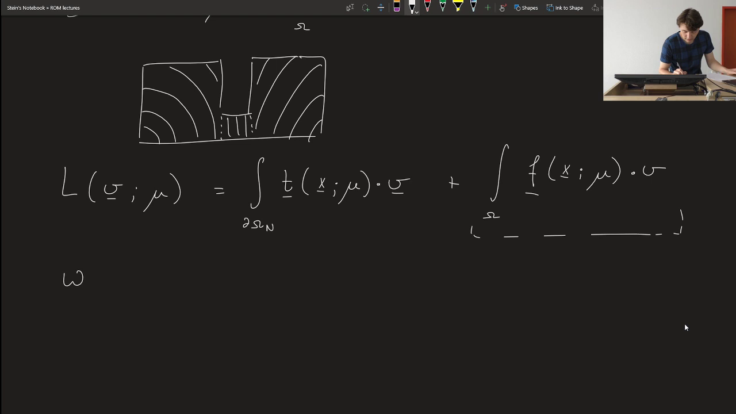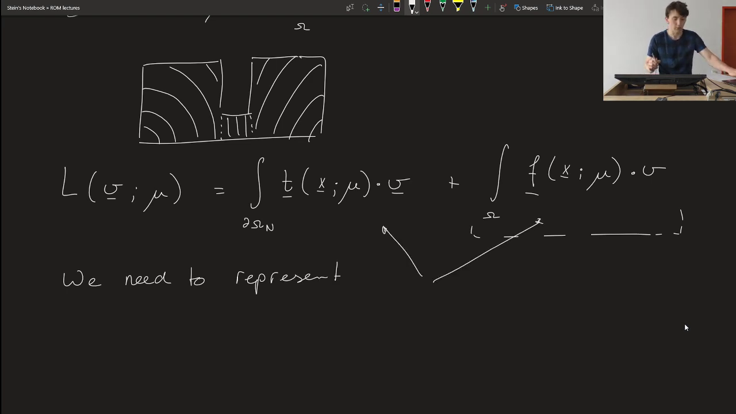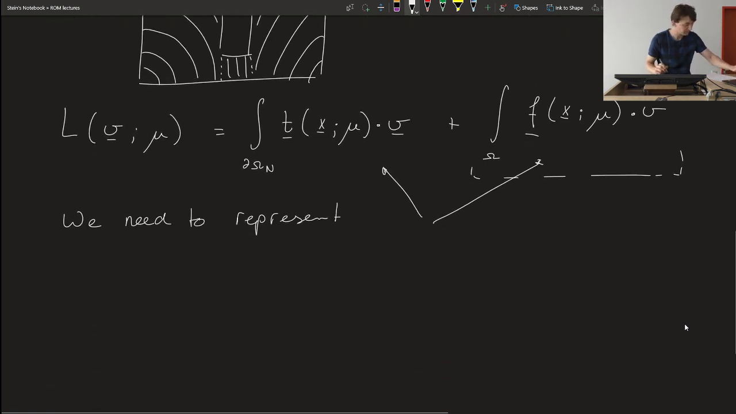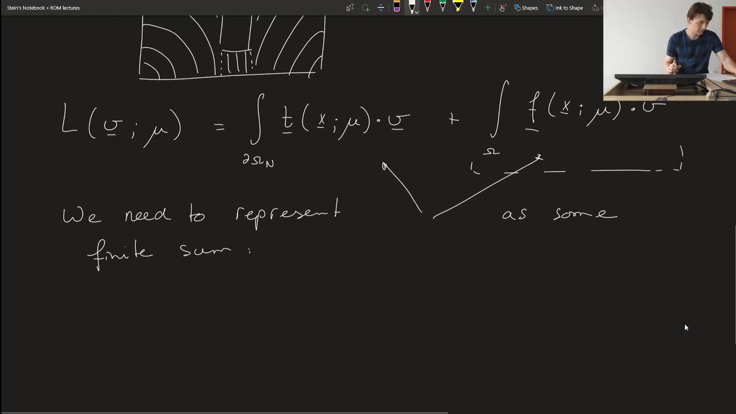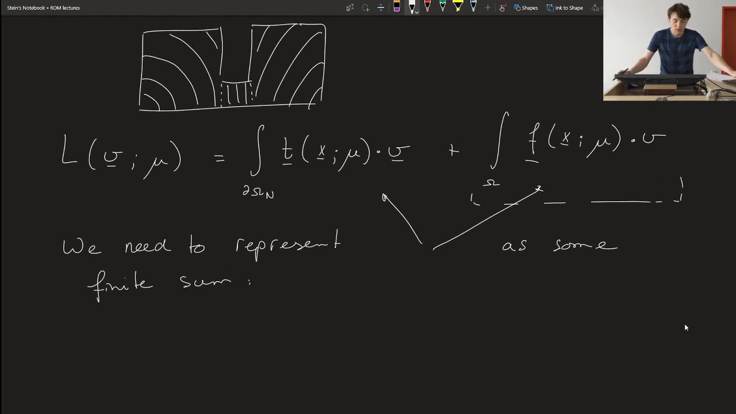So somehow we need to represent both these terms, and really also the bilinear form, as some finite sum. And the way that we're going to do that is not by splitting up that integral directly into a finite sum of integrals, but we're going to focus on these spatial dependent functions.